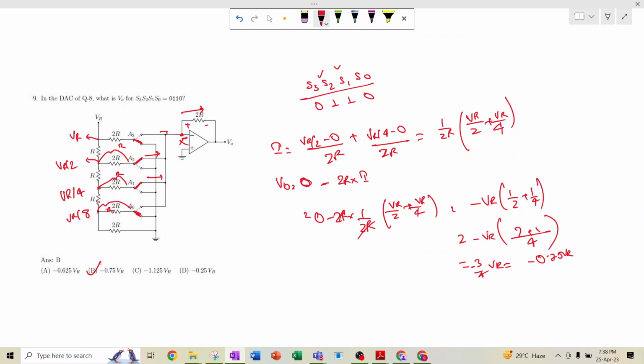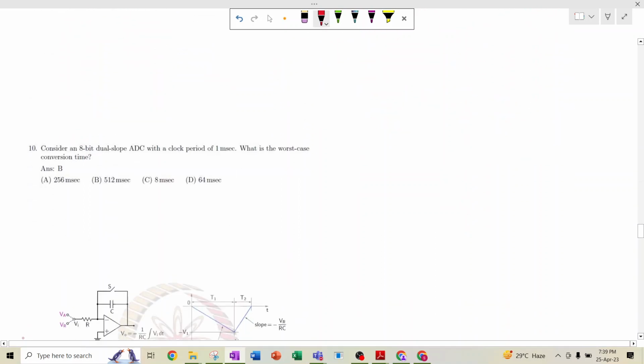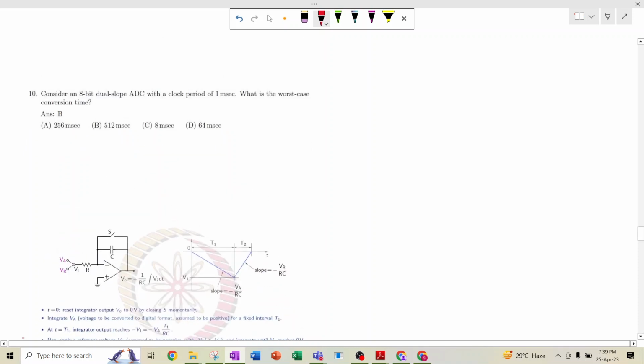Okay. So this is the pretty much easy thing that we have already discussed, and now we will move to the next one. This thing: consider an 8-bit dual slope ADC with clock period of 1 millisecond. What is the worst case conversion time?